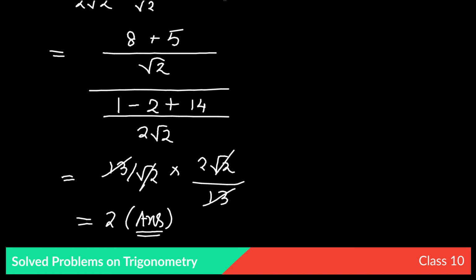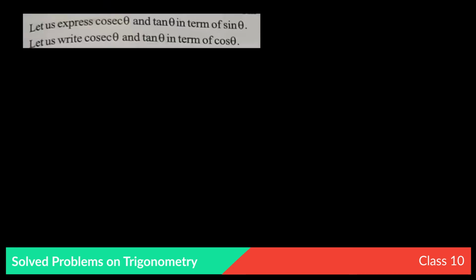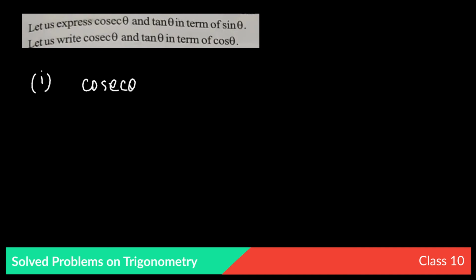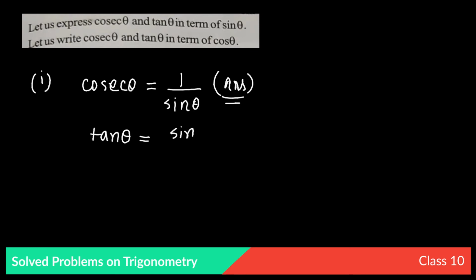Okay, now let us go to the fourth question. So what is said here? It is saying that there are two parts in the fourth question. So we will do the first part, that is, let us express cosec theta and tan theta in terms of sin theta. It is very easy. So cosec theta we can write in terms of sin theta as cosec theta means 1 by sin theta. Just this. So this is the answer. And another is tan theta. So basically tan theta is sin theta by cos theta.